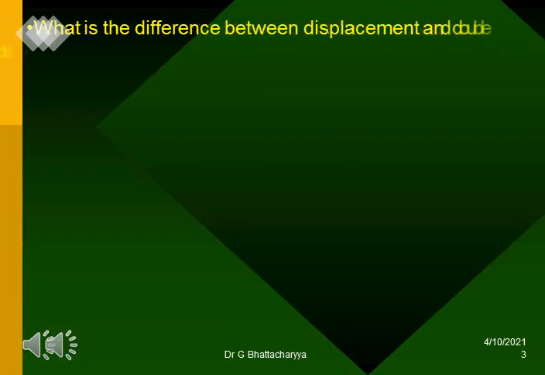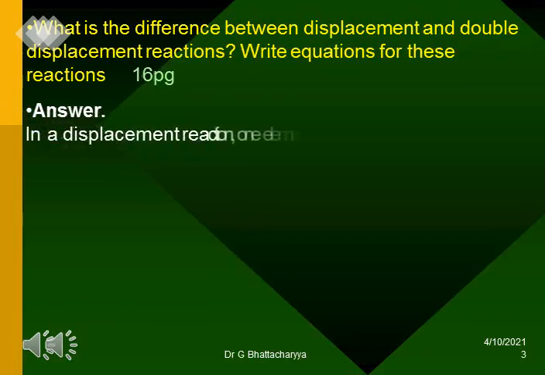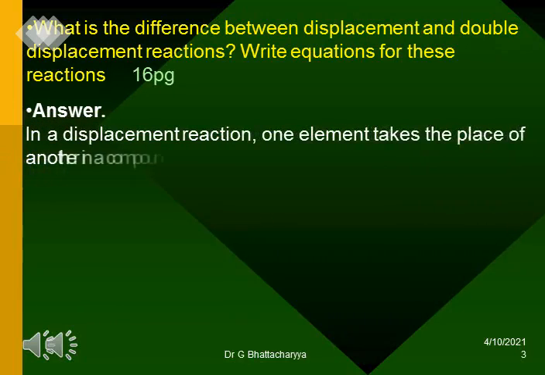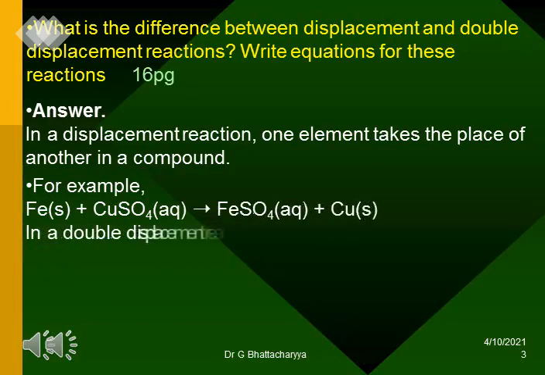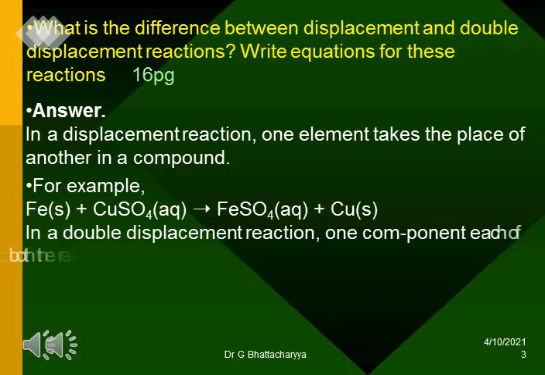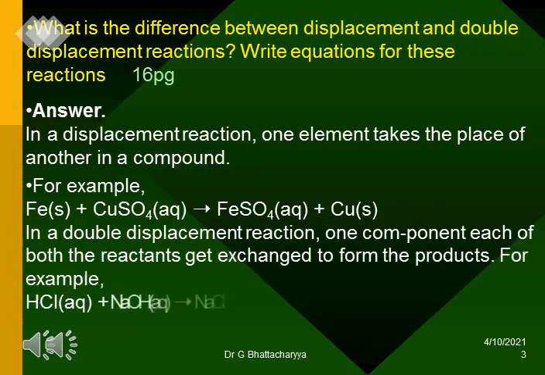What is the difference between displacement and double displacement reactions? Write equations for these reactions. In a displacement reaction, one element takes the place of another in a compound. For example, Fe plus CuSO4 react and make FeSO4 plus Cu. In a double displacement reaction, one component each of both the reactants get exchanged to form the products. For example, HCl(aq) plus NaOH(aq) react and make NaCl(aq) plus H2O(l).